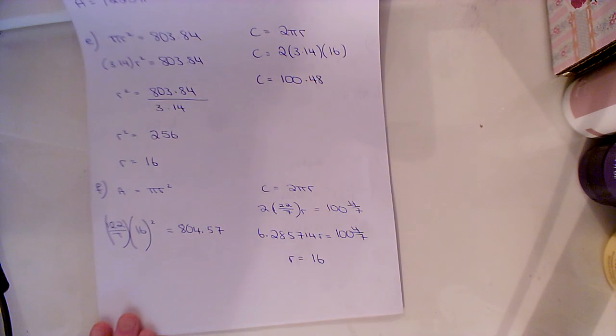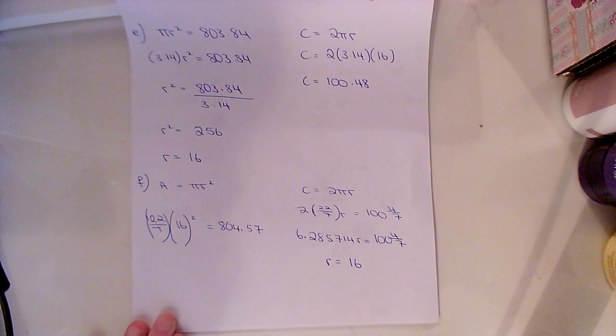And then for the next one, I was given my area, and I was told to take pi is equal to 3.14. So I have pi r squared is equal to 28.26.